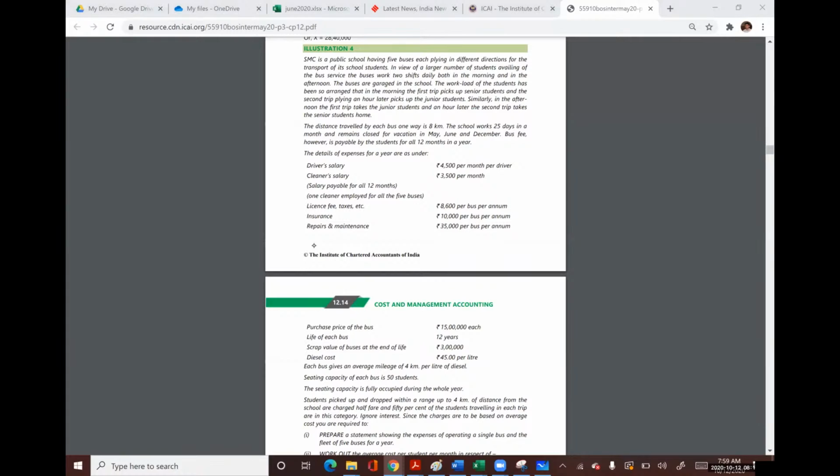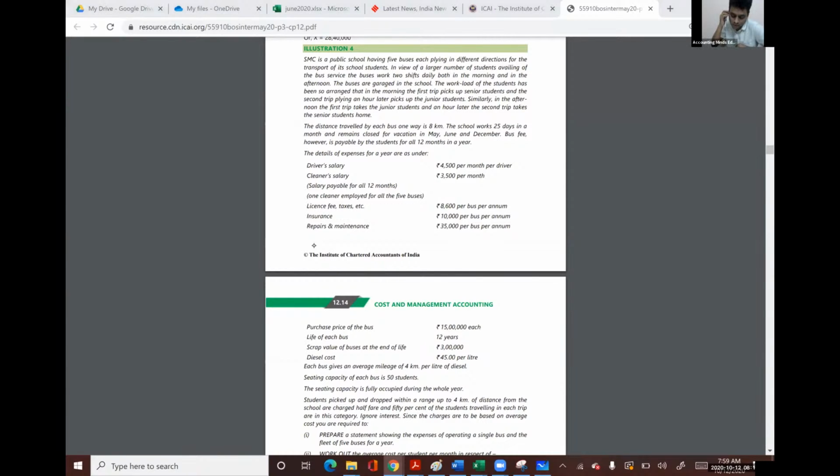So it is 8 kilometers into 8 rounds into 25 days. That's all, sir. How much is that? And for 9 months, for the whole year, it will be 25 days into 9. 14,400, sir. 14,400 per bus. Distance traveled. Correct.